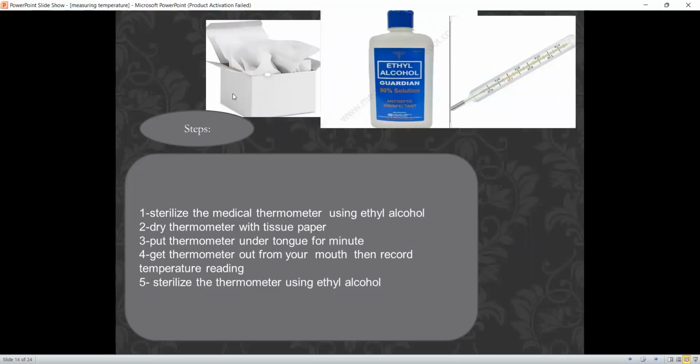But what are the steps before using the thermometer? I have to sterilize the thermometer with ethyl alcohol. Number 2, dry it with tissue paper. Put the thermometer under the tongue or underarm for a few minutes and then take it out to read and record the temperature. Then sterilize it again and put it in its place.